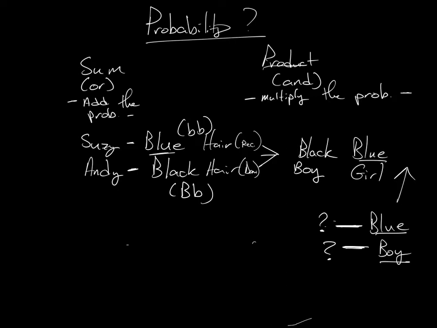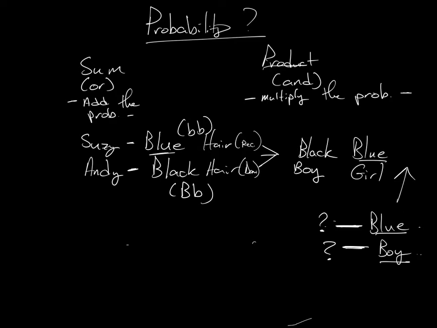That means they're independent, right? And the product rule is for when things are independent. Whether it's blue hair and a boy or blue hair and a girl, the blue doesn't impact it being boy or girl. Is that right? Yeah, right. So because they're independent, you're going to use the product rule. And because they're independent, and you're using the word and, so the two of them together.